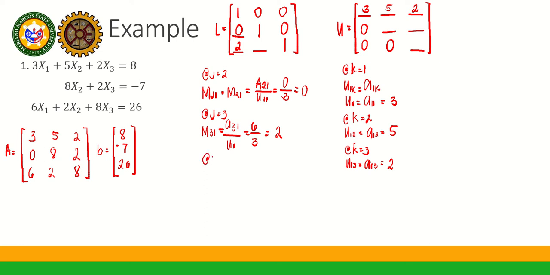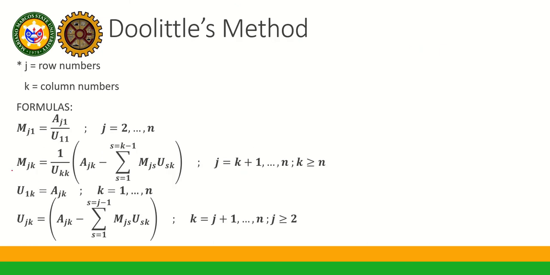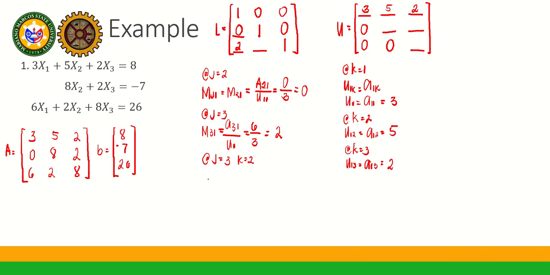Okay? Since J natin is equal to 3 and K is equal to 2. Okay? So, wala tayong fixed formula, or walang formula na may fixed na row number or column number. So, we are going to use this one, si MJK. So, M32 is equal to, yung formula natin, that is equal to 1 over UKK. So, 1 over, what is our K? That is 2. So, U22. However, hindi pa tayo given ng U22 dito. So, we are going to solve for U22 first before we solve for M32.